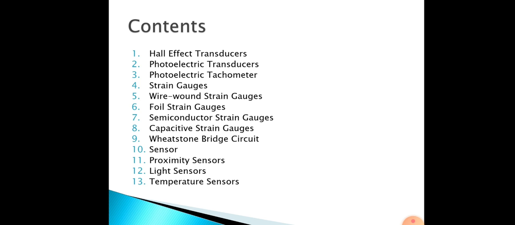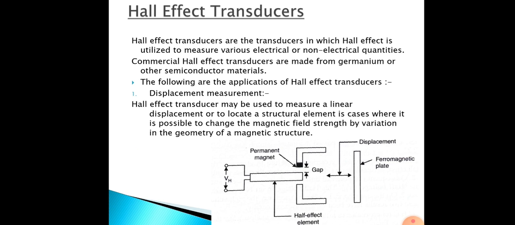Then the contents we will be covering: Hall effect transducers, photoelectric transducers, photoelectric tachometer, strain gauge, wire-wound strain gauge, foil strain gauges, semiconductor strain gauges, capacitive strain gauges, Wheatstone bridge, then sensors: proximity sensors, light sensors, and temperature sensors. We will be seeing all of these in this unit. Then first one, Hall effect transducer.